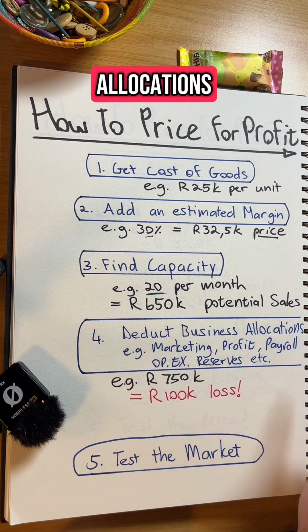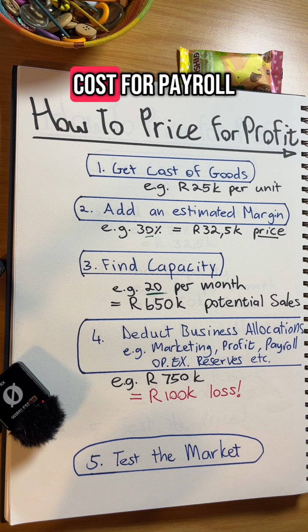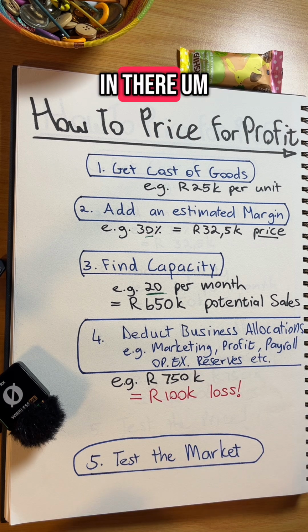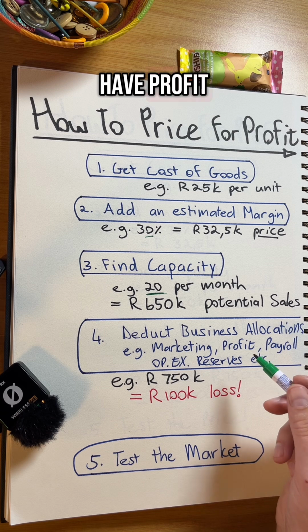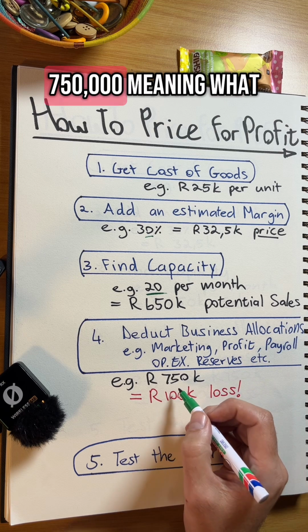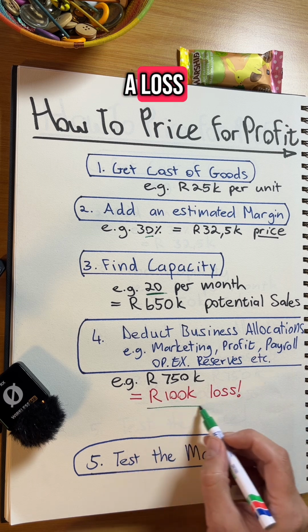Deduct the business allocations, meaning what does it actually cost to have your business? What does it cost for payroll, marketing, operating expenses? Your rent goes in there. Do you even have profit? So in this example, the total of all of that would be 750,000, meaning what? We just made a loss.